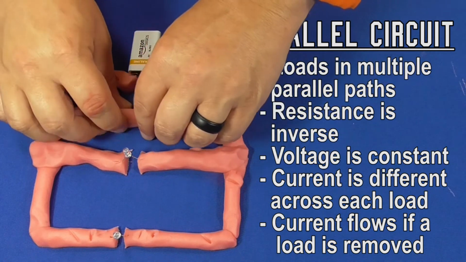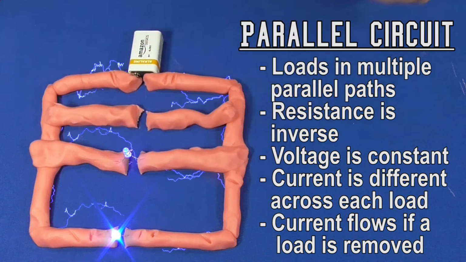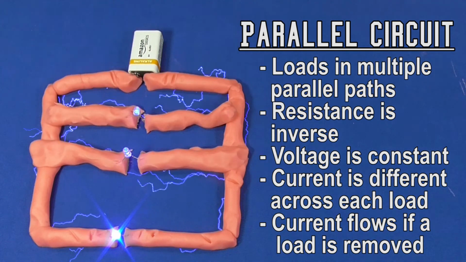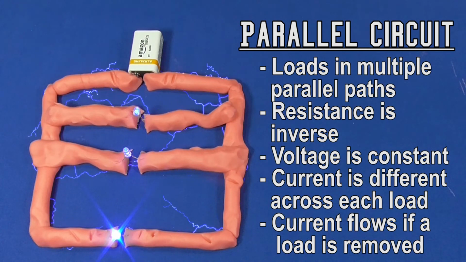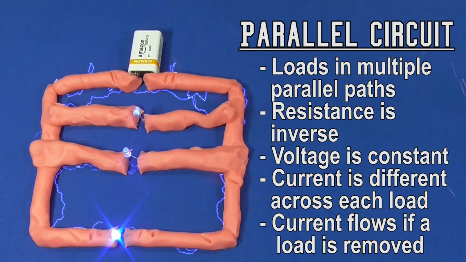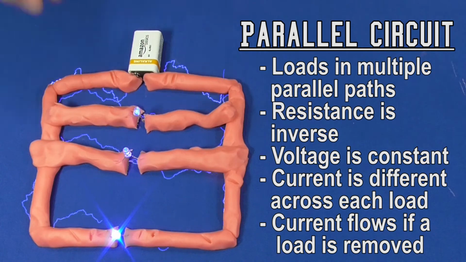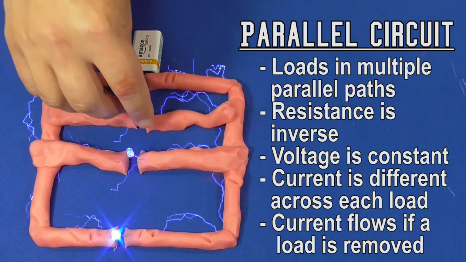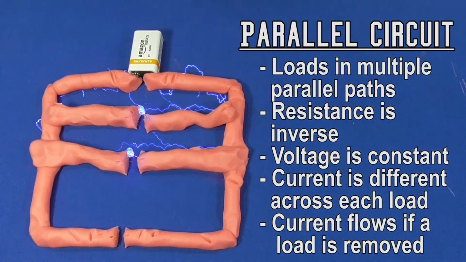Since electrons can travel through multiple paths, the voltage is always the same or constant across each load. As I add resistance to the circuit, the LEDs do not drop because the resistance is inverse. Because of this, the current is different along each rung of the parallel circuit, which looks like a ladder. If I remove LEDs, the electrons just simply take another path. So you can remove an LED from a parallel circuit without the other bulbs turning off.